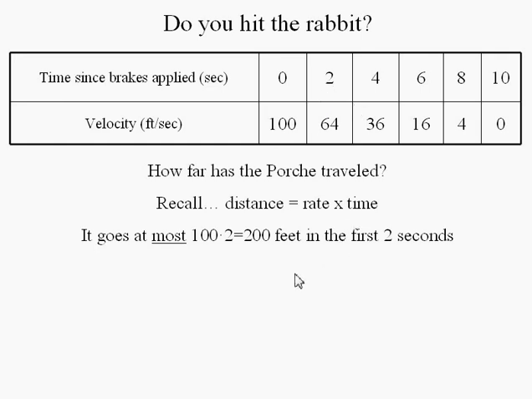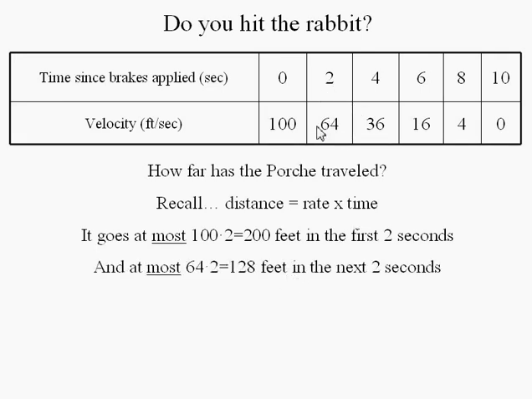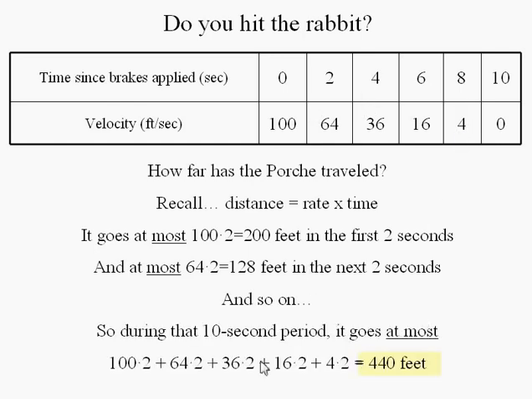What we can do is the same thing for the next 2 seconds. The fastest we're traveling, 64 feet per second for 2 seconds. The furthest we can go in the next 2 seconds is 128 feet. Alright, we're going to do that for each 2-second time interval. And so during the 10-second period, the furthest we possibly could have traveled is 440 feet.